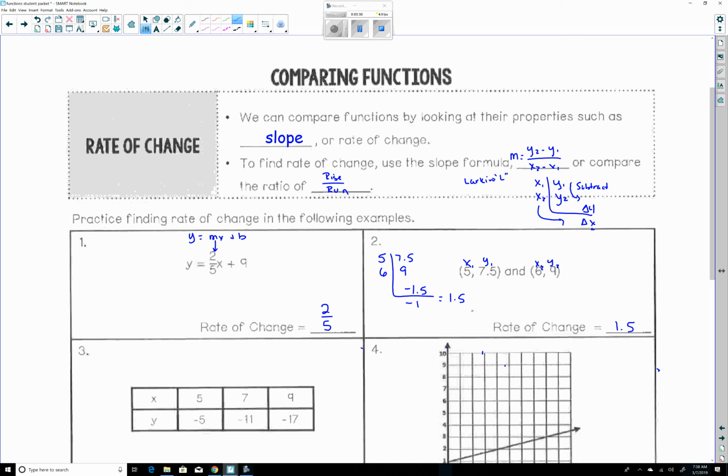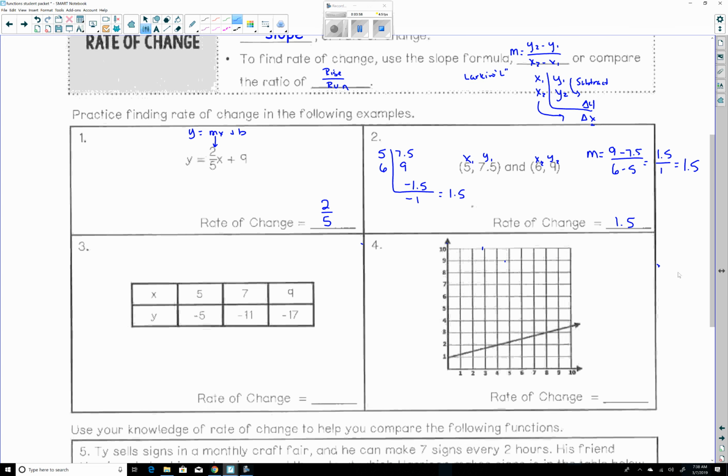Those of you that really like the formula rather than the Larkin L, I'll do the slope formula real quick for you just to remind you. So I'll take my 9 minus 7.5 over 6 minus 5. These just happen to stay positive because of the way I grabbed the numbers when I was doing the Larkin L. 1.5 over 1, so that's going to be 1.5. And again, either method that you use, you should get exactly the same answer.